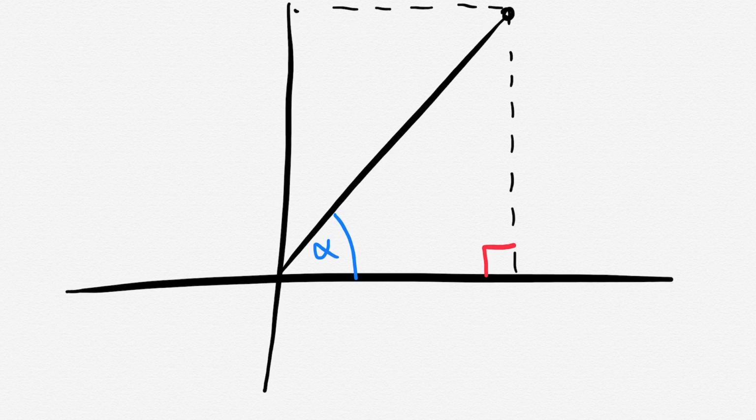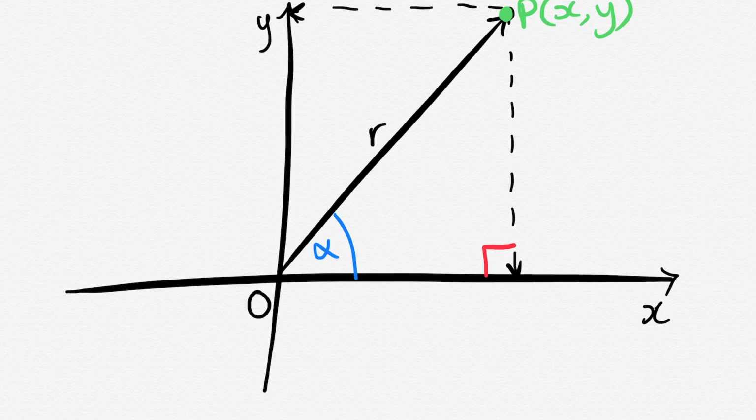Right, so let's look at this. We've got a line that starts at the origin and moves up towards a point diagonally. That point is called P, and it has the coordinates x and y. The x-axis is drawn in, and so is the y. And then we call that diagonal line R.